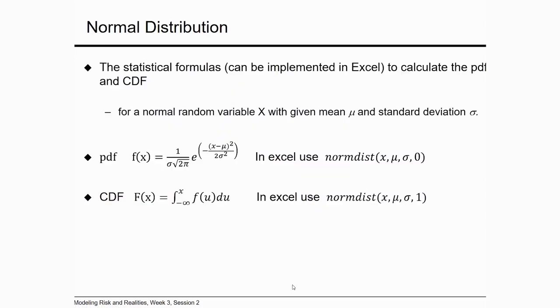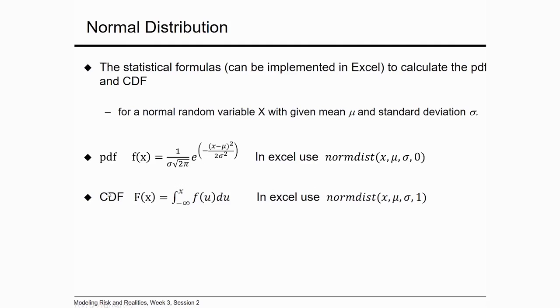x. In the previous slide, we saw statistical formulas to calculate the PDF and CDF for the normal distribution, and these can be easily implemented in Excel for any given normal random variable with mean mu and standard deviation sigma. For the PDF formula in Excel, we use NORM.DIST, norm for normal, dist for distribution. NORM.DIST, x is the value we are interested in, f of x, and we plug in mu, comma, sigma and 0. 0 gives you the PDF.